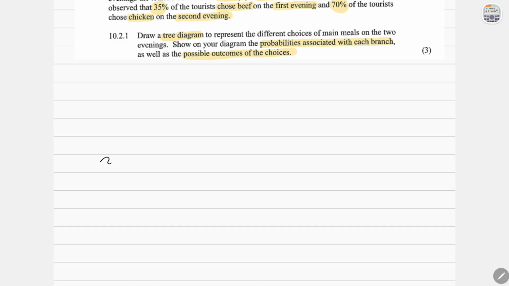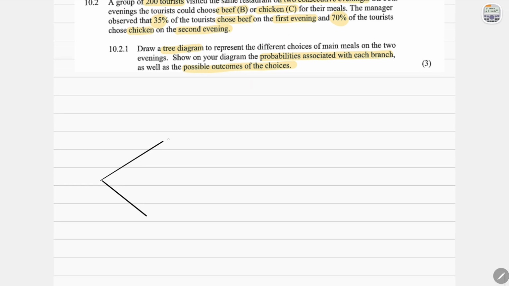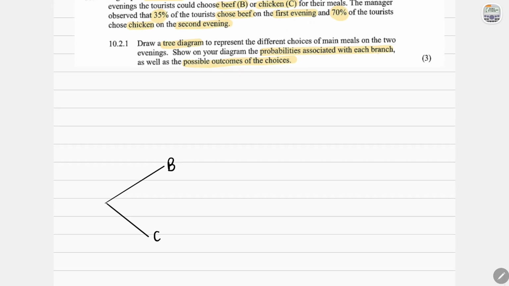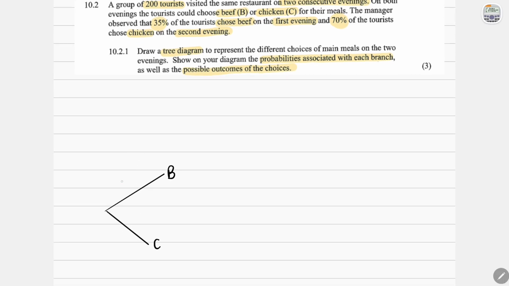And the first evening they go, the choices are beef and chicken that they can choose from for their main meal. So when we're looking at this, we're going to look at the probability of them choosing beef and the probability of them choosing chicken. And this is the first evening. And they told us that the manager observed that 35% of the tourists chose beef on the first evening. So evening 1, here's the pick, 35% of them chose beef.